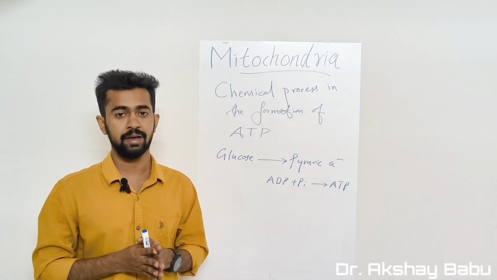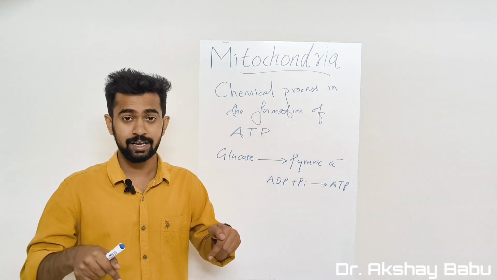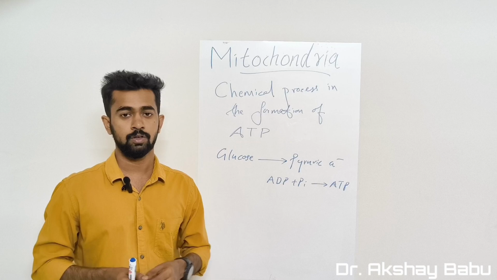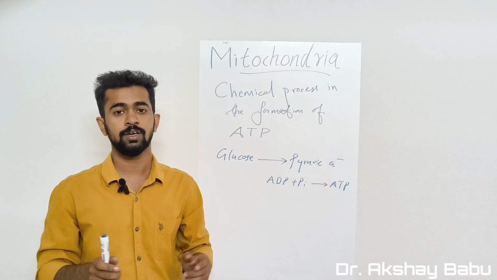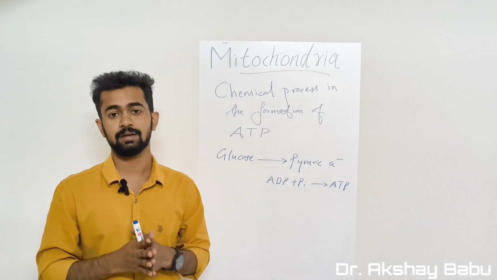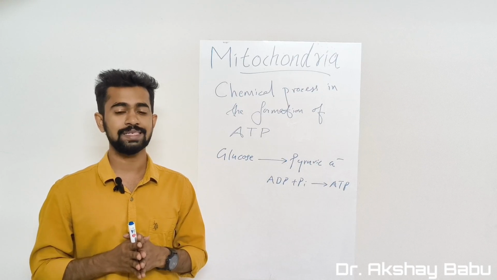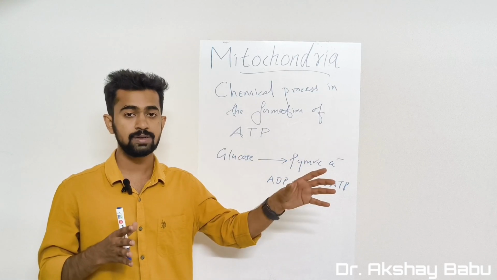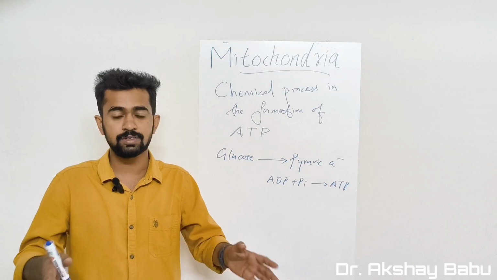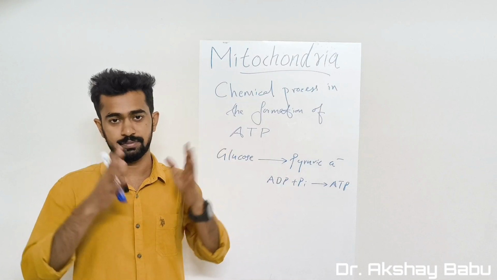This acetyl-CoA will undergo a series of chemical reactions in which it will be split into its component parts. The series of reactions in which acetyl-CoA is converted to its component parts is known as the Krebs cycle or citric acid cycle. Here, the component parts of acetyl-CoA, such as carbon dioxide and hydrogen, will be released during this process. The released carbon dioxide will be expelled out through the lungs during expiration.